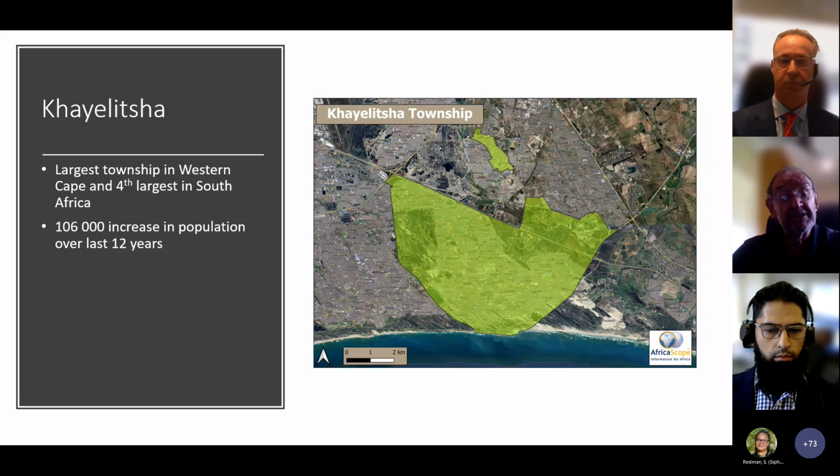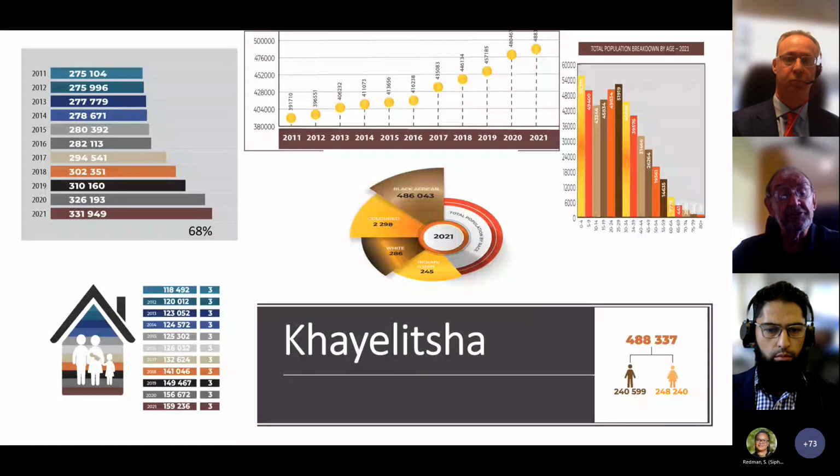Jumping down to the Cape, Khayelitsha is the largest township in the Western Cape. It's also the fourth largest in South Africa, and its population has grown by just over 100,000 in the last 12 years. In terms of the economically active, 68% of adults are economically active in Khayelitsha, as we see good steady growth in the population, the overall size, a good spread of generational adults and kids and young adults, and the household sizes remain pretty constant at 3. Slightly more dominant towards females than males in Khayelitsha.